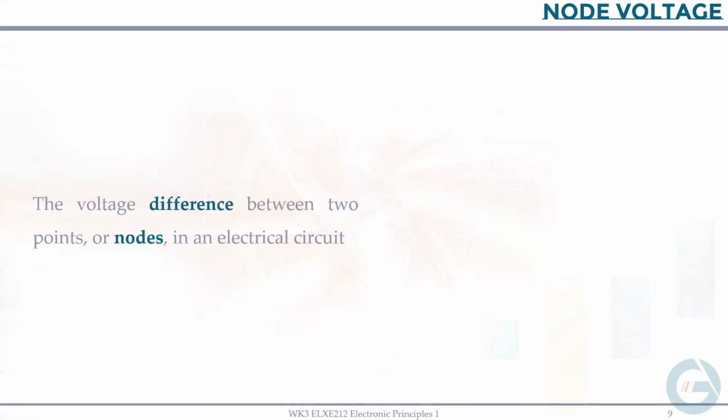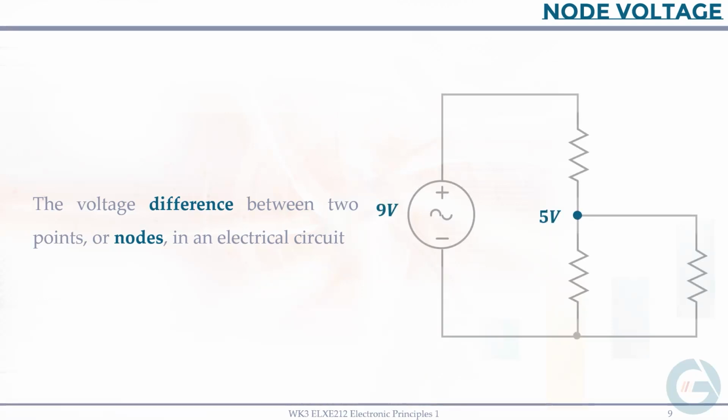Node voltage is simply the difference between 2 points, or what we call a node, in an electrical circuit. So for example, we have this simple circuit, and we are asked to determine the voltage across this resistor, let's say V1. So the voltage across that element is simply the difference between the nodes. This one right here is the node which has 5 volts with respect to ground, right? And this one is also a node which is connected to your 9 volts, which means if you are going to measure the voltage across this node, you have 9 volts.